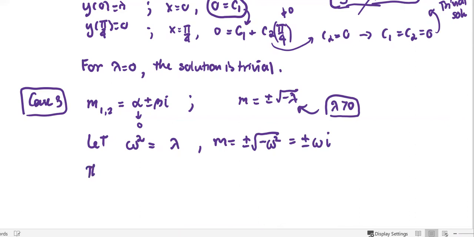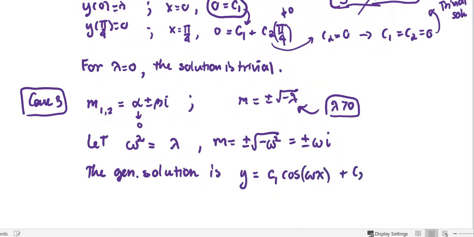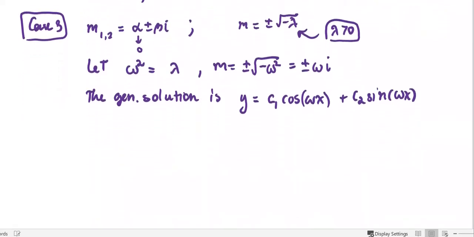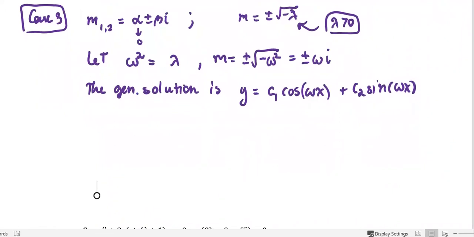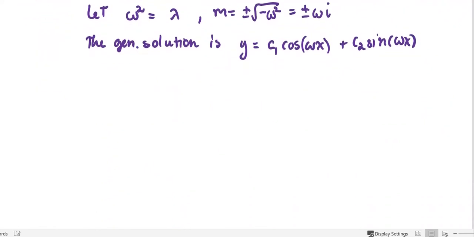So the general solution is y equals, no real part, so no e part of the solution, c1 times cosine omega x plus c2 times sine of omega x as the general solution. Okay, box this out.